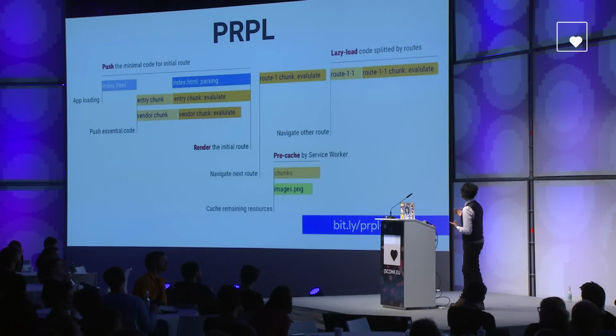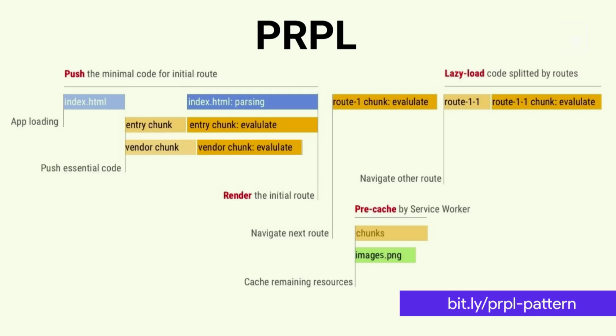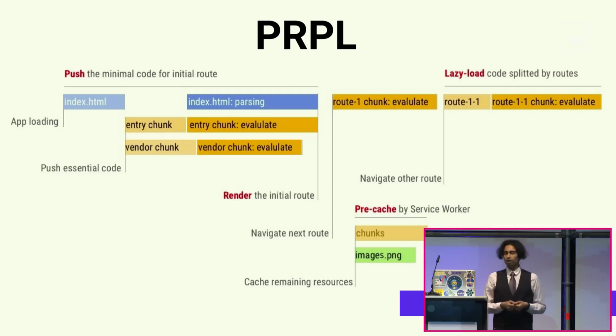So they used a pattern we came up with about last year called PRPL. And the idea with PRPL is that you try to make sure that you're sending down the most important things for the user as early on as possible. You push the minimal code needed for a route. You render that route.